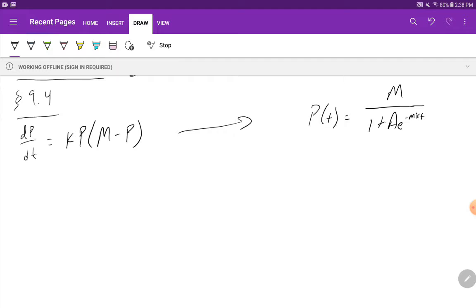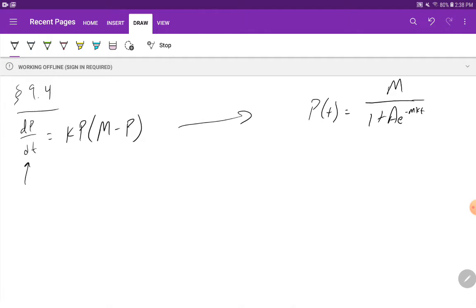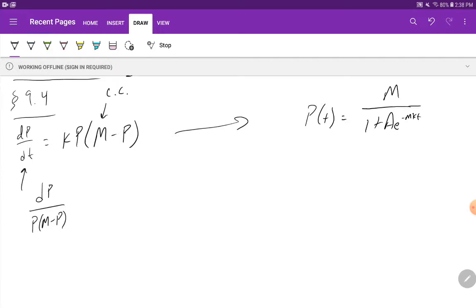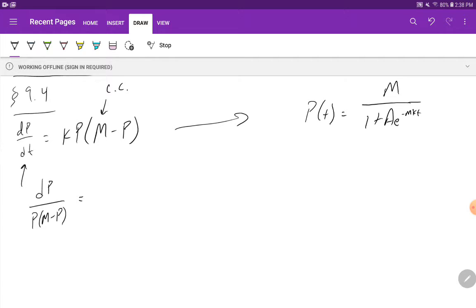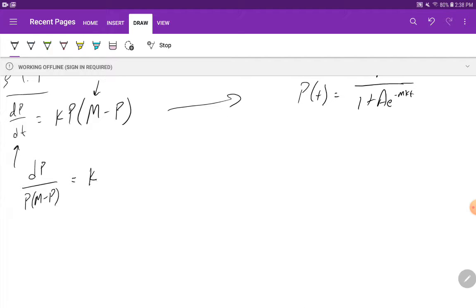So watch. This is a separable differential equation, isn't it? I can move all my p's to one side, all my t's to the other side, and just integrate that way. So watch. I'm going to move anything with a p in it to the left side. So I get dp over p times m minus p. Remember, m is a number. It's your carrying capacity. It's the highest amount of things you can have in whatever you're talking about, right? And then I'm going to move the dt to the other side.